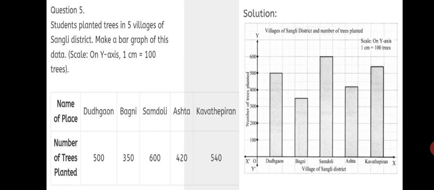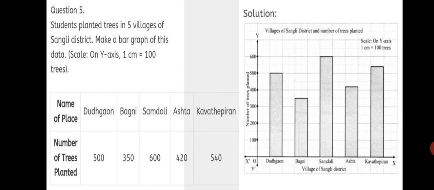Ashta. Ashta is given 420. So what you will do here? You will go till 400 and 2 more lines, 410, 420. And those 2 lines you will mark vertically 1 line on it and then shade the remaining portion till the bottom above Ashta. Where you have written Ashta on x-axis, you have to go above 400 2 more lines and mark 420.